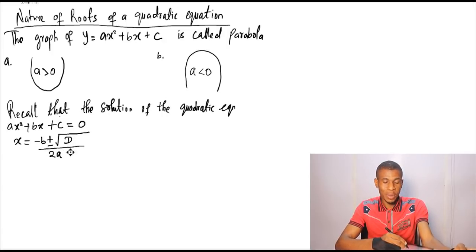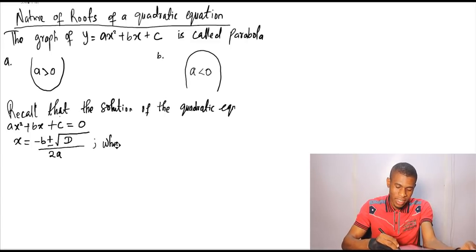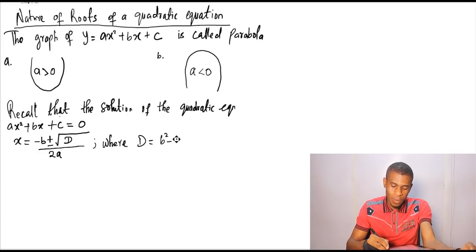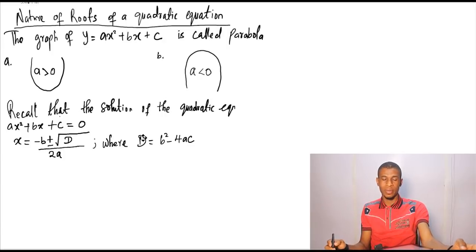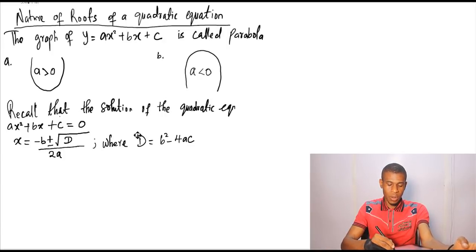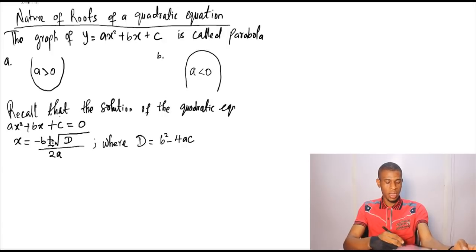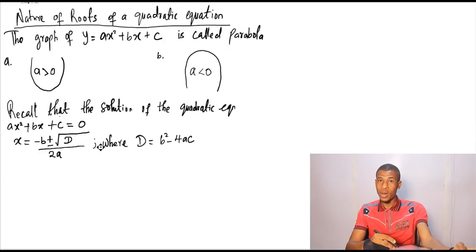Do we still remember this formula? What does it look like? Where D is equal to b squared minus 4ac. So the general form of a quadratic equation is minus b plus or minus square root of b squared minus 4ac all over 2a. That is our quadratic formula. You can use it anywhere, anyhow, to solve a quadratic equation anytime.